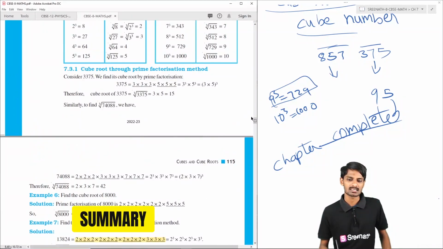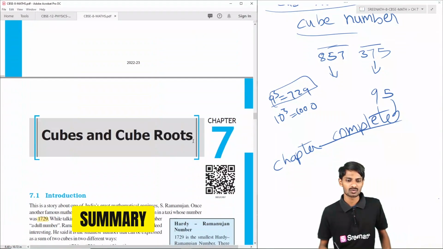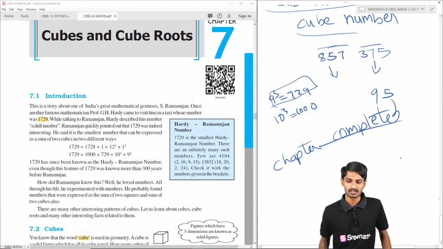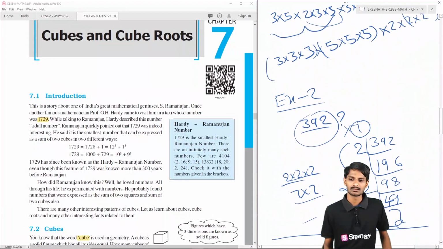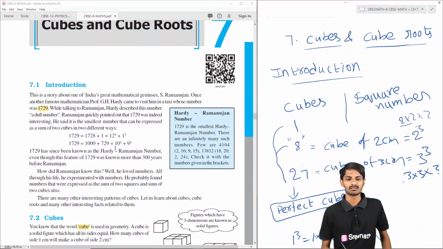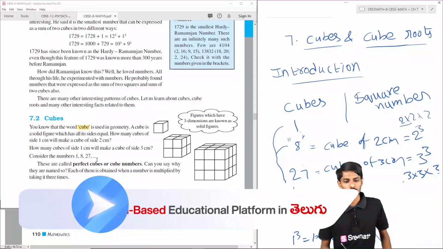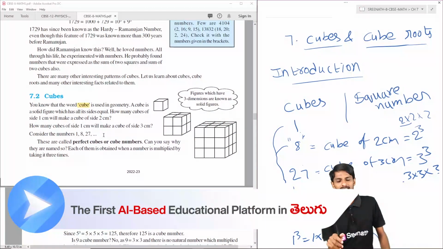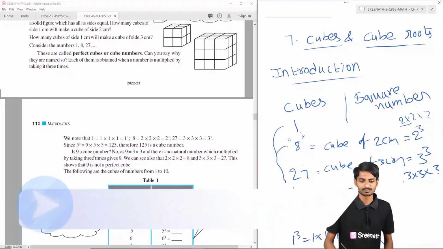Now we are going to see the summary of this chapter, like a quick revision. The chapter name is cubes and cube roots. What is meant by a cube? Any number which can be represented as a product of 3 equal factors is called a cube number or perfect cube.